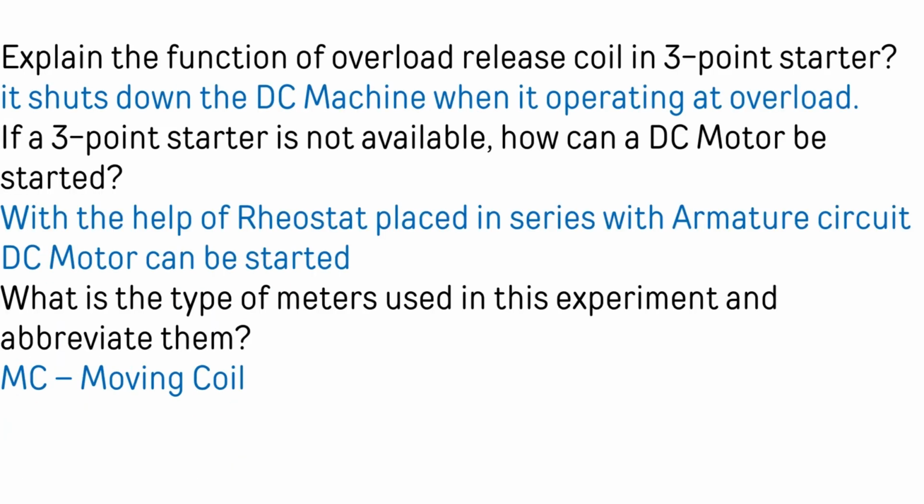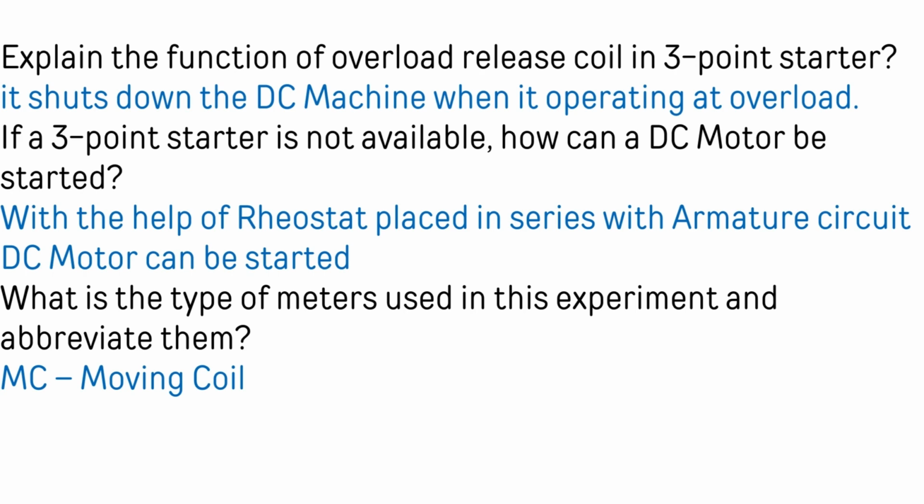Explain the function of overload release coil in 3-point starter. It shuts down the DC machine when it is operated at overload. The overload release coil is operated if there is overload. The no volt coil is operated if there is no voltage. Both shut down the DC machine only.